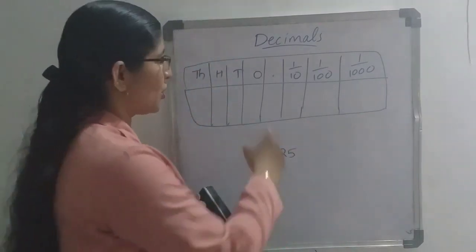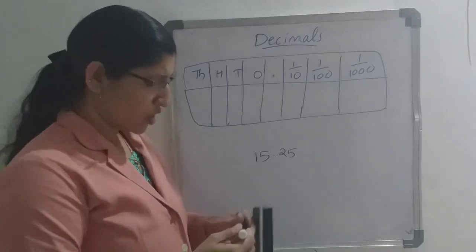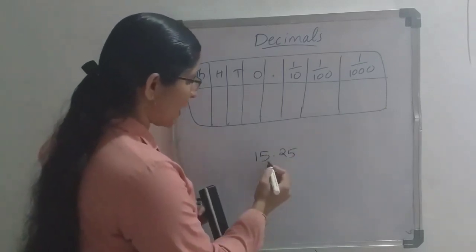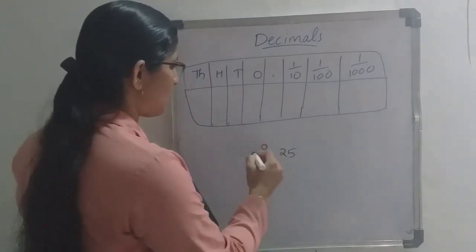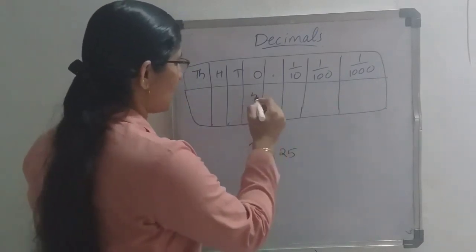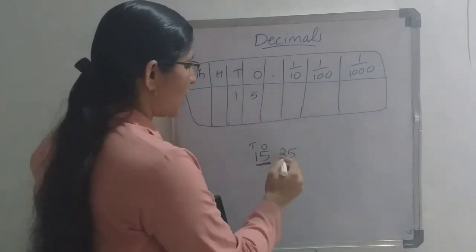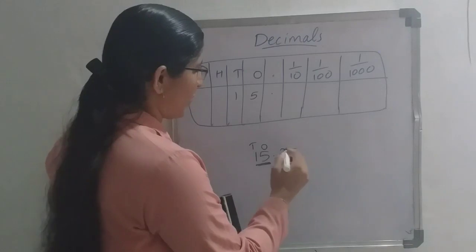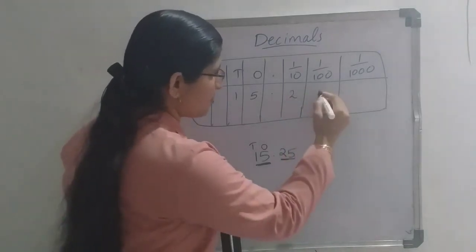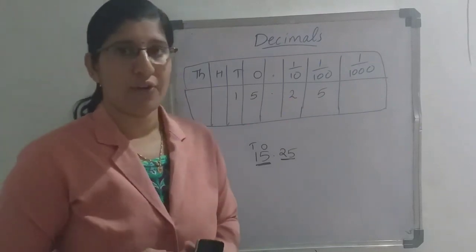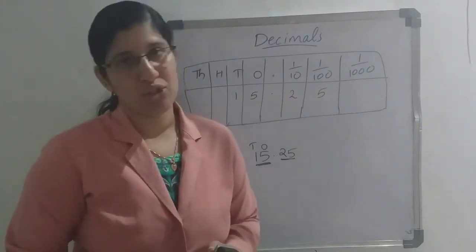15.25, you need to show on this place value chart. How will you show that? So simple. First you have to look at the whole number, that is 15. So this is the ones place, this is the tens place. So you can write it 15. Then the decimal point we put. Then 25. 25 means this is the 1/10th position, this is the 100th position. So this is the method of showing the number on a place value chart.